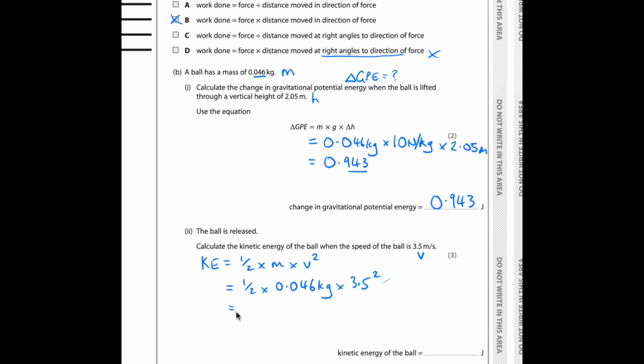And that comes out as 0.28175. And we'll just leave that as 0.28.